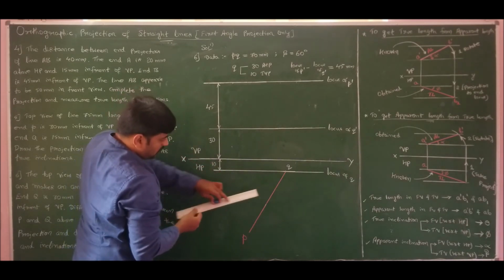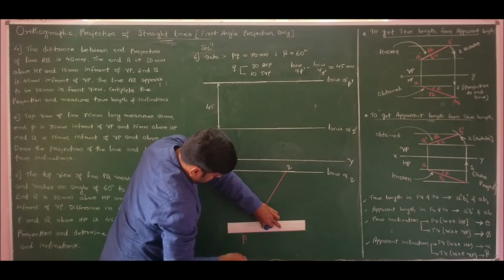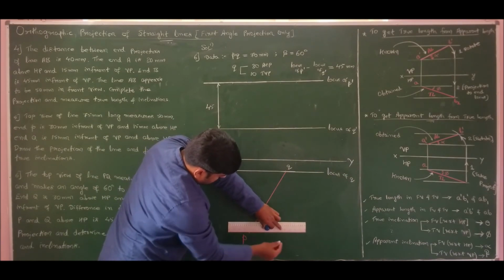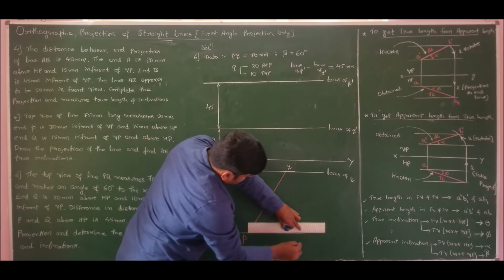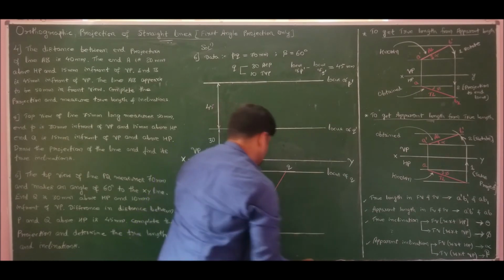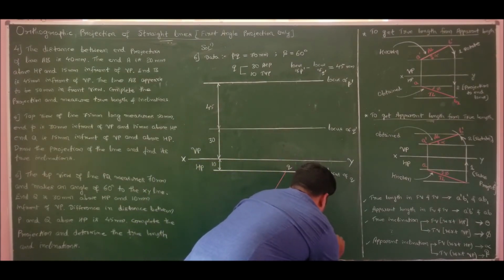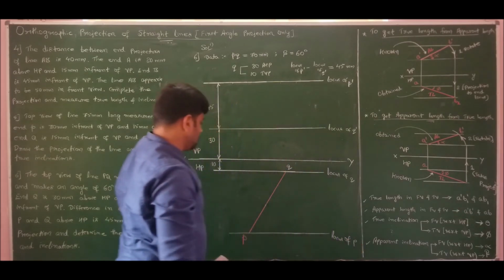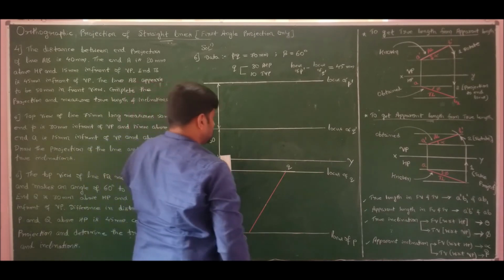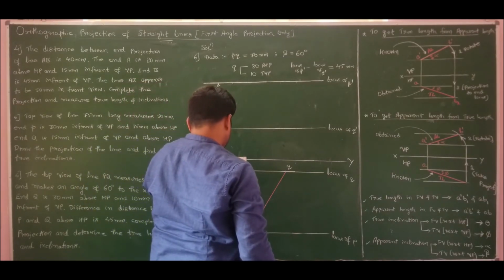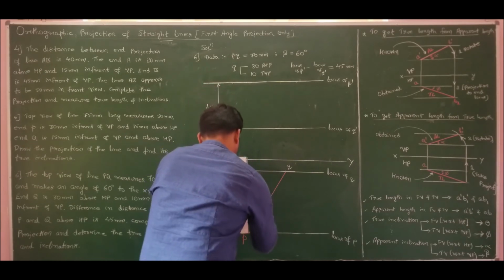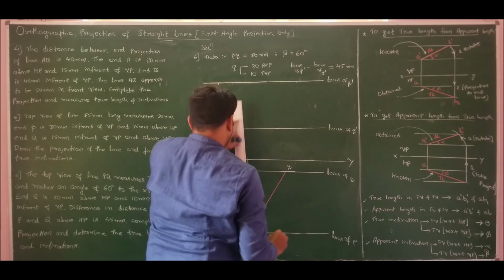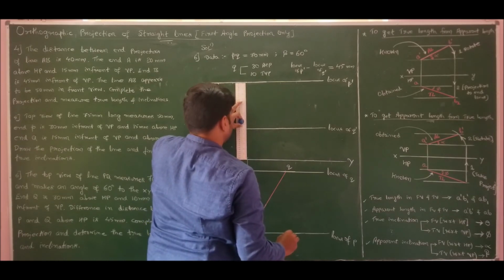So now I can fix the locus of P. So this is nothing but the locus of P. Now I can fix the point P and P dash by taking the reference or projection line onto the locus of P dash.